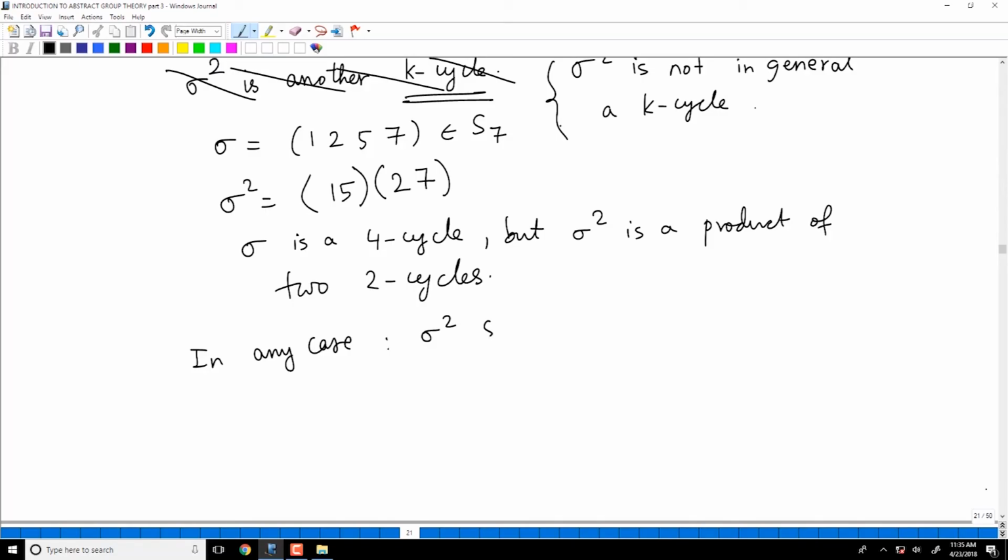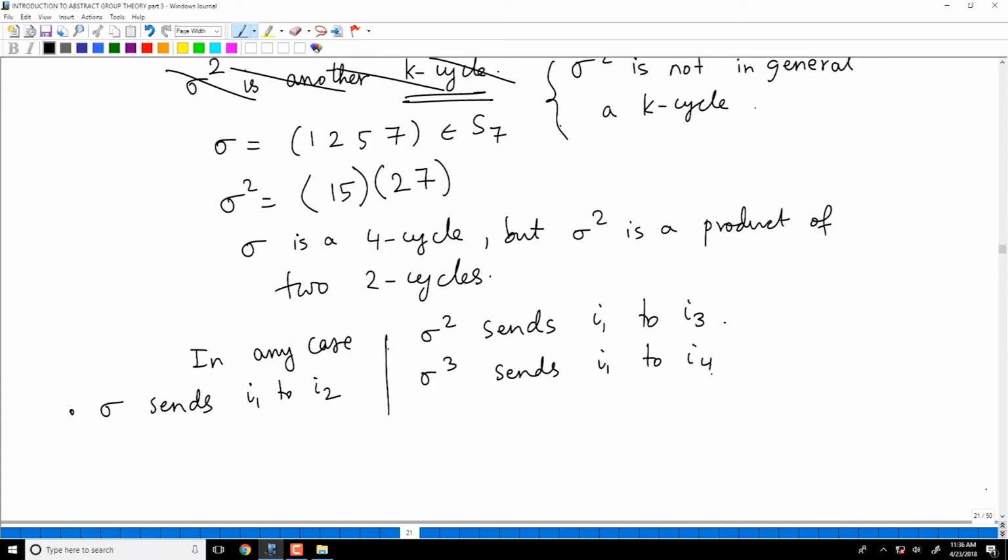sigma squared sends I1 to I3. What happens to sigma cubed? I am going to keep track of what happens to I1 under each successive power of sigma. Sigma sends I1 to I2, right? This is the first step. Sigma squared sends I1 to I3. Sigma cubed sends I1 to I4.